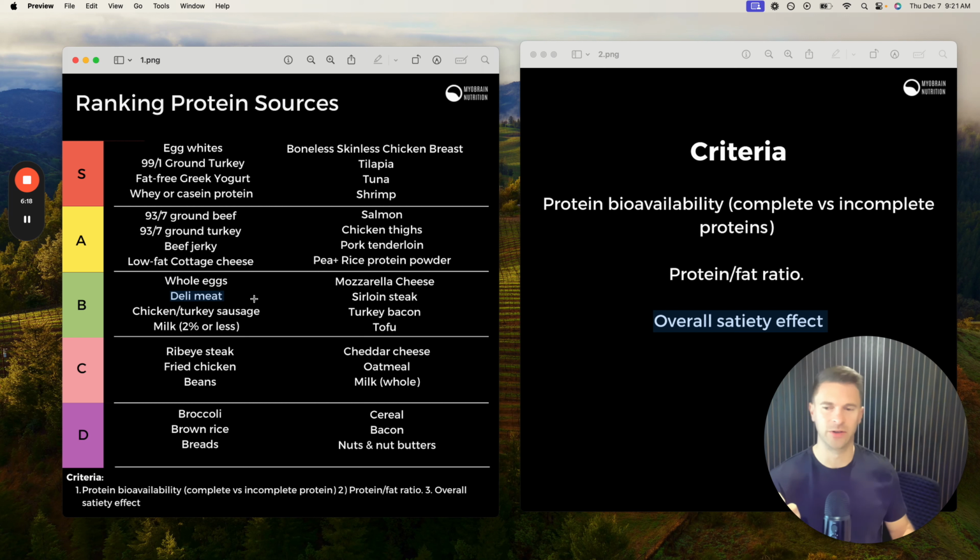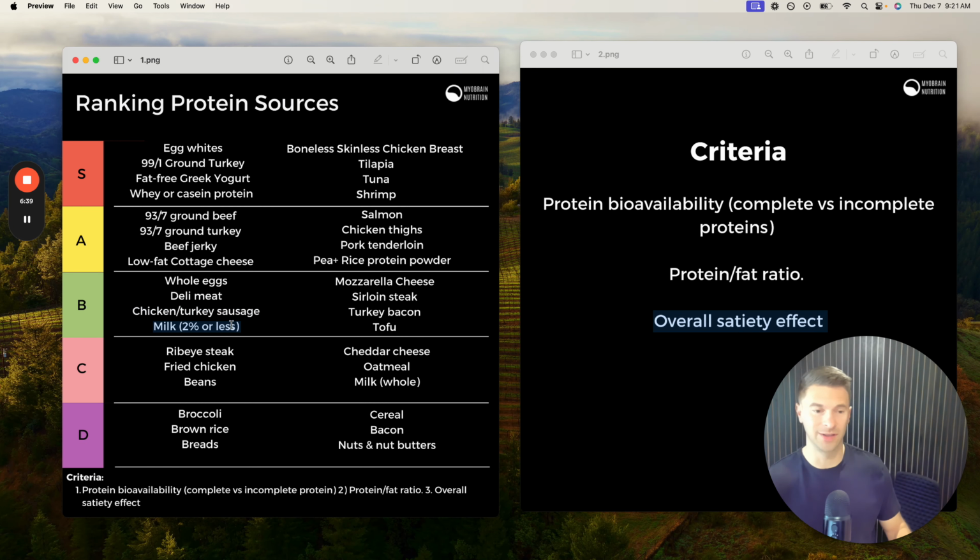Deli meat, there's maybe a little bit of controversy with nitrates and the process and the sodium. So the protein is good. It may even have an A tier macronutrient breakdown. But again, if you can swing it, I'd prefer not to have that as a daily staple. Chicken and turkey sausage for breakfast. Again, a little bit of fat, but still great.